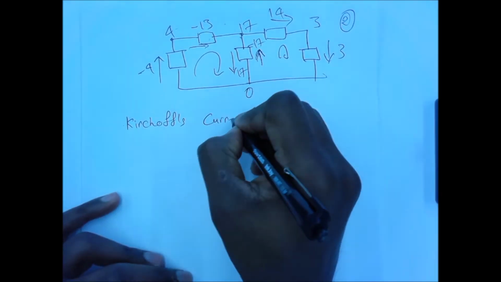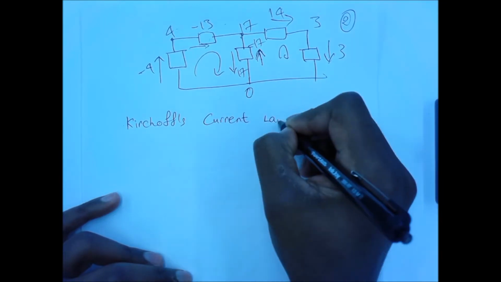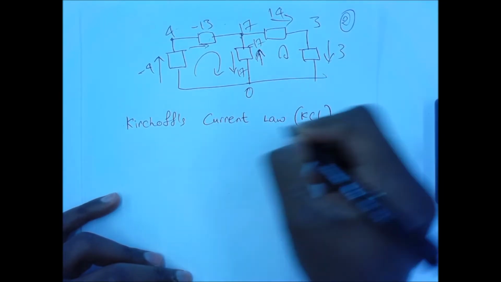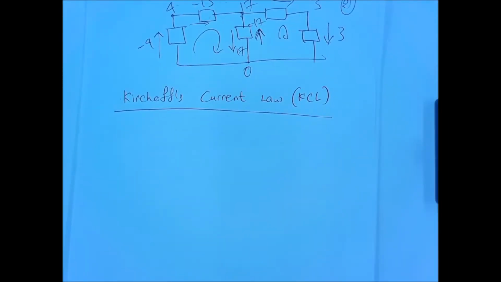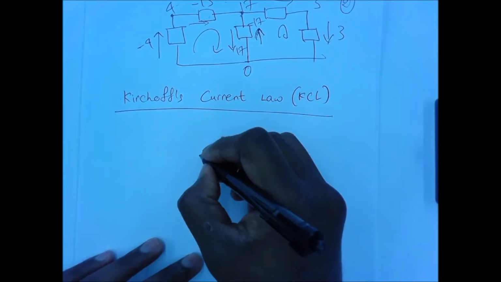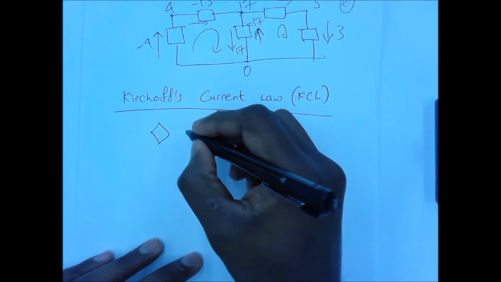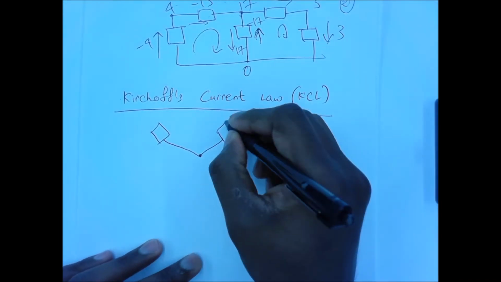current law, or KCL. Again, can anybody remind me what that is? All the currents entering or leaving a node equals 0. Right? So if you have a node, you can have boxes again. These boxes could be anything. They could be circuits by themselves.